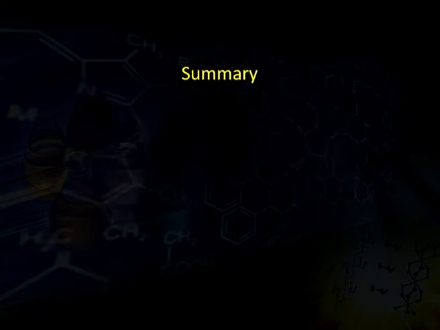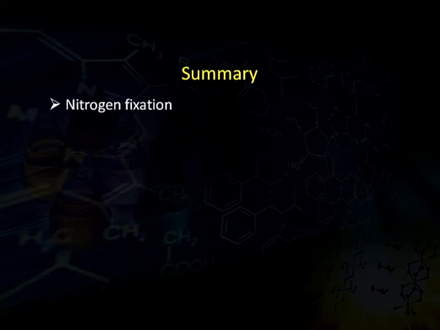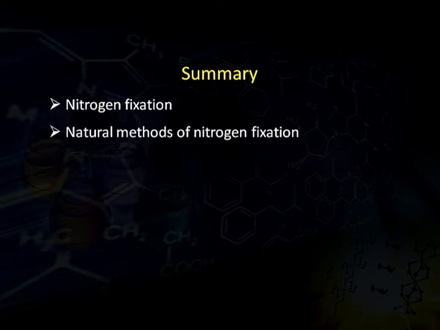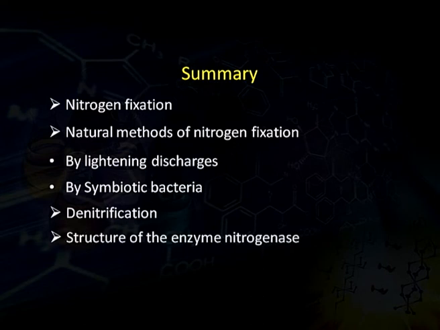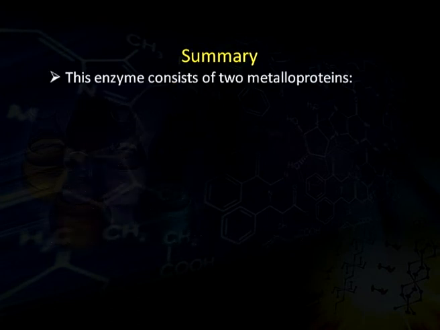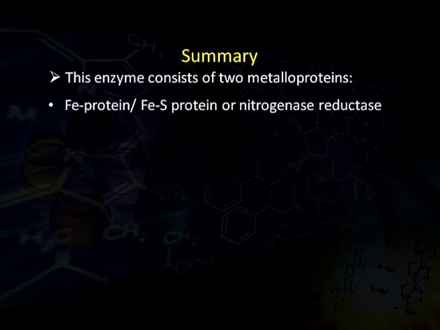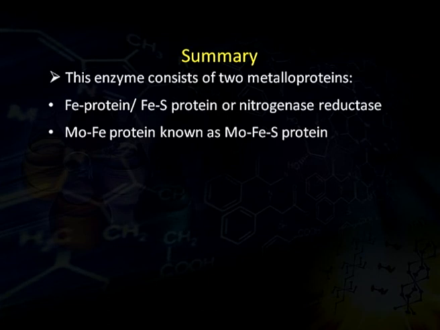Coming on to the summary of today's lecture. Today I have discussed nitrogen fixation, natural methods of nitrogen fixation, which include fixation by lightning discharges and by symbiotic bacteria. We have discussed denitrification, in which I have shown how this fixed nitrogen is converted back into free nitrogen in the atmosphere. The structure of the main enzyme which is used for nitrogen fixation, nitrogenase, was also discussed. This enzyme consists of two metalloproteins, iron protein, which is also called nitrogenase reductase, and molybdenum iron protein, which is also known as molybdenum iron sulfur protein.